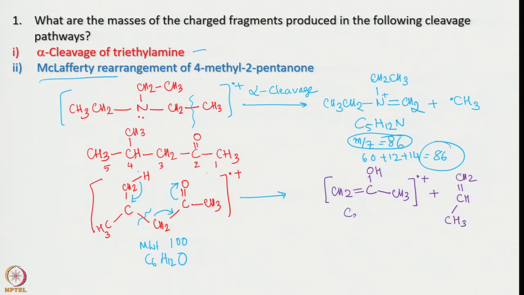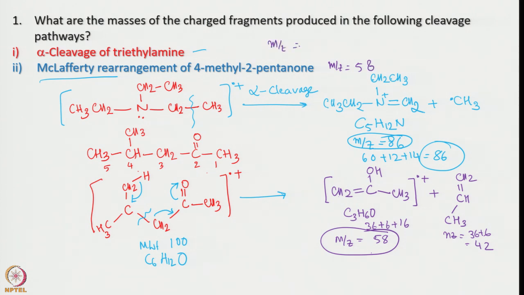Just look here, this is C3H6O, this is 58, and then this one is m/z equals 36 plus 6, 42. So this is the one the question is asking for. So here, in case of this one, m/z equals 58. And in the other case, it equals 86. So this is the answer for this question.